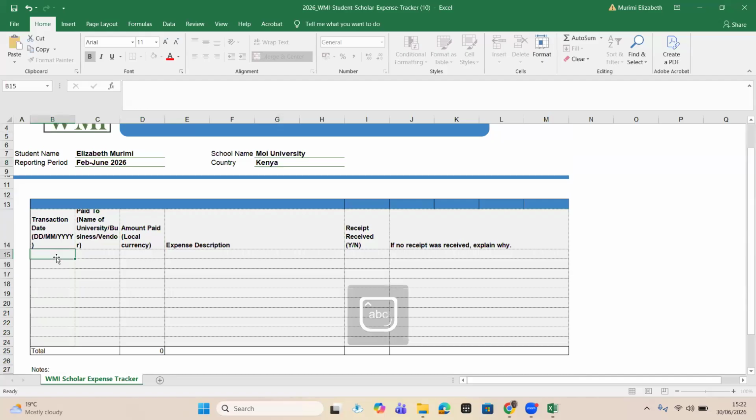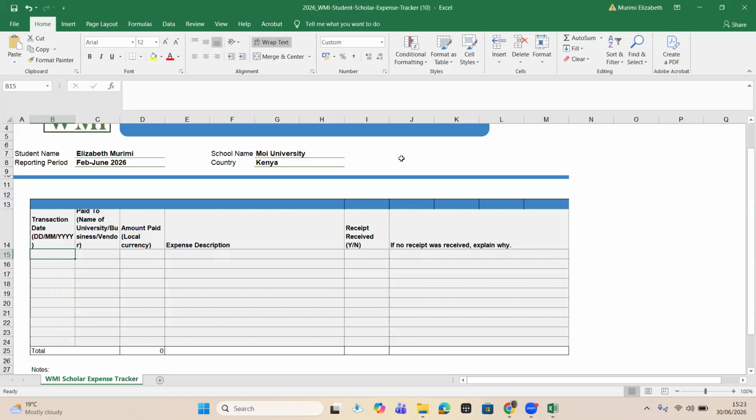So now we come to the transactions. Normally we have three types of wires that we send. We have scholars where we send the entire wire to your school, so you don't get anything in your personal account. We also have scholars where part of the wire goes to the school and part goes to your personal account. And then we also have scholars where the entire wire goes to your personal account. The majority of us get the entire amount in our personal accounts.